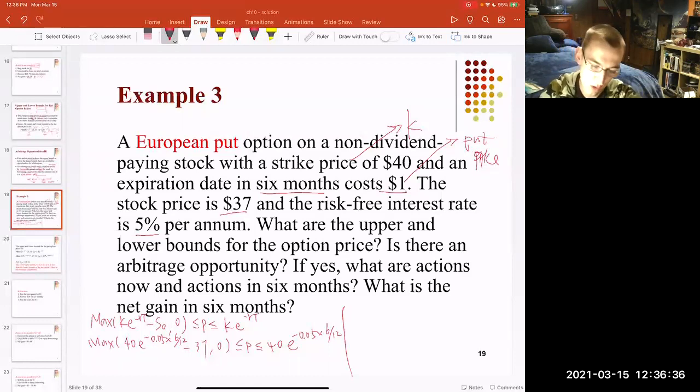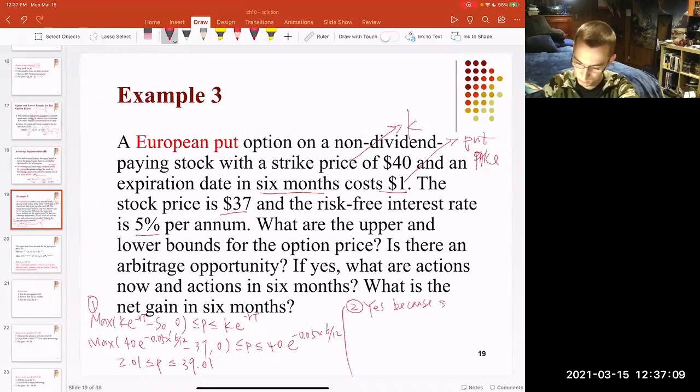The lower bound is 2.01 and the upper bound is 39.01. Yeah, 2.01, that's correct. And the upper bound is 39.01. Good. So first find the lower bound and the upper bound. And then, is there an arbitrage opportunity? Yes, because the market option price of $1 is lower than 2.01, which is the lower bound, right?